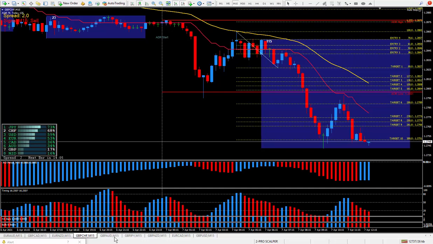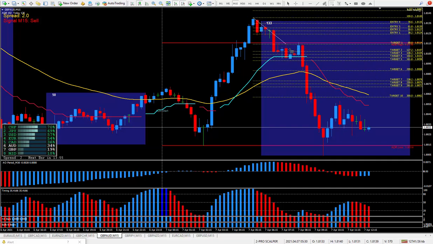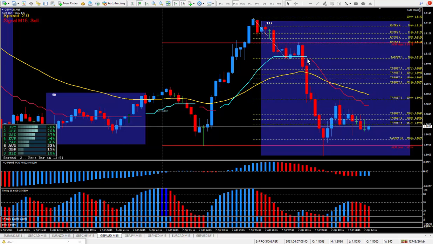Moving on to another workhorse. Pound Aussie based on pound weakness. Throw the fib. It's always a swing pivot high to a swing pivot low. Any one of these three will do. And then you're waiting for the pullback right there. Very simple, not complicated. Easy way of trading.